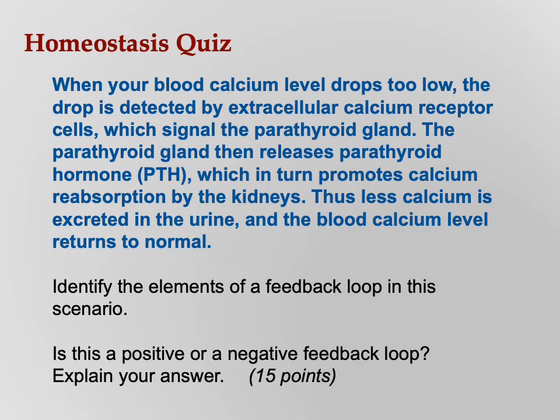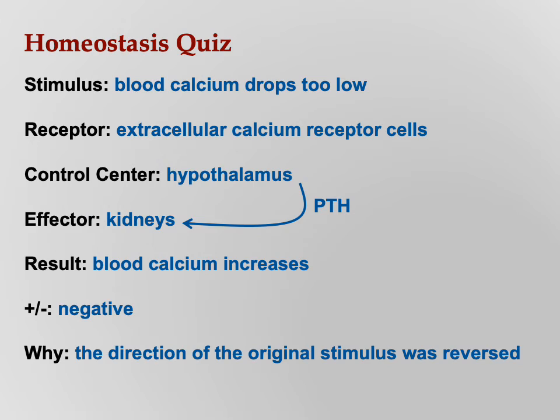So I want you to identify the elements of the feedback loop, which one is which, what goes with what, tell me whether it's a positive or a negative feedback loop, and then tell me why it's either positive or negative. So pause the video, come back, and we'll go over the answers. Are you back? Did you figure it out?